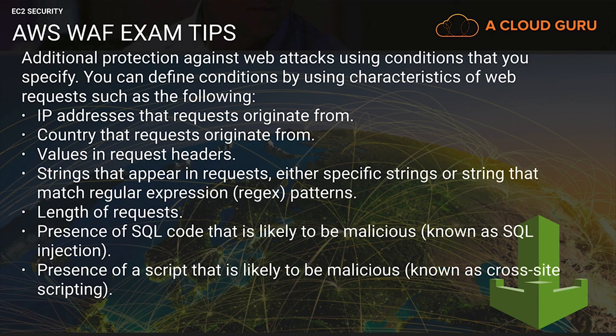A normal security group firewall is operating at layer 4, so it doesn't peer into the request. It doesn't see what's happening at the application layer, whereas WAF is intelligent. It can go in and have a look at exactly what is happening at the application layer. That's why they're called layer 7 firewalls.